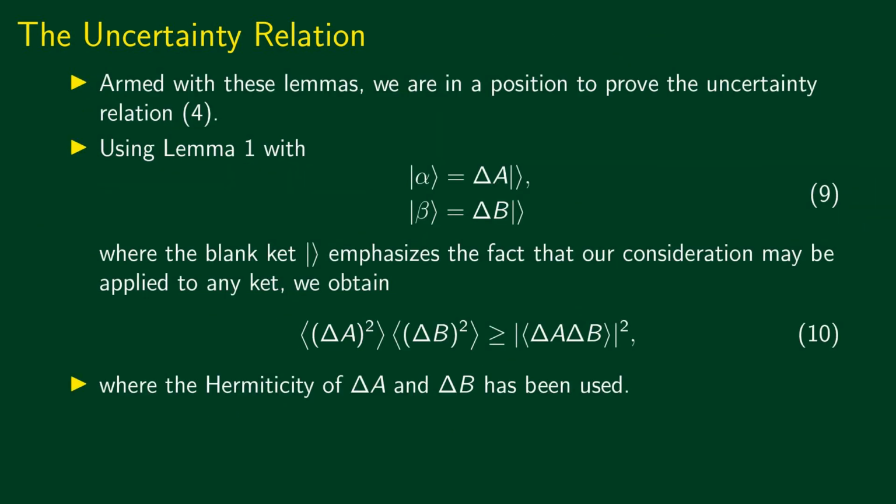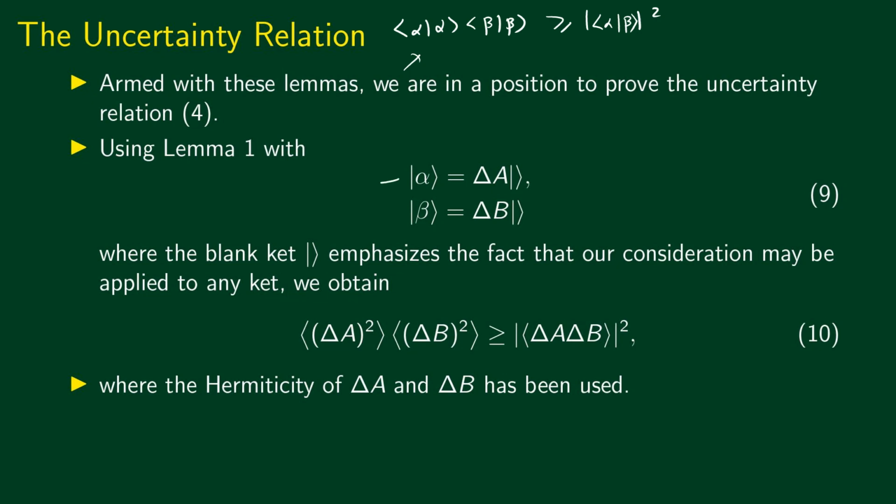The first lemma was the Schwarz inequality, which said that bracket alpha alpha multiplied by bracket beta beta has to be greater than or equal to the modulus square of bracket alpha beta. This was the first lemma. Now let's use the Schwarz inequality with these states. Ket alpha is equal to delta A acting on this empty ket. This blank ket emphasizes the fact that our consideration here may be applied to any ket.